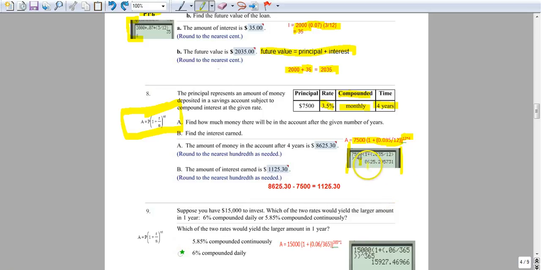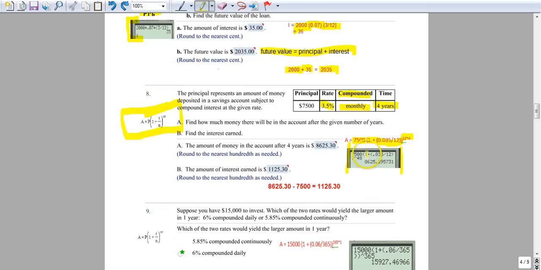So that's how you type it into the calculator, 7,500 times 1 plus. You always want to put fractions in their own set of parentheses. So the 0.035 over 12, I put that in its own set of parentheses. Then I needed another parentheses to close that quantity out, and then raised to the 48th power.